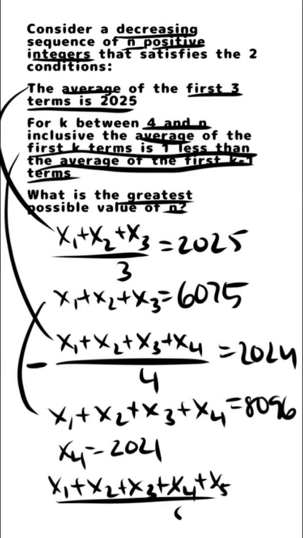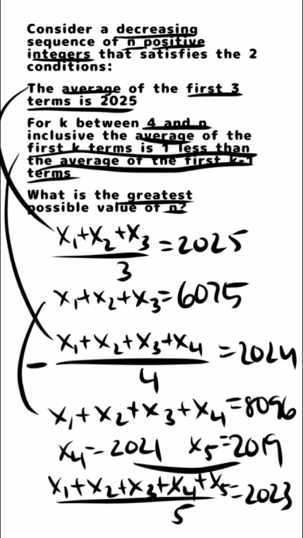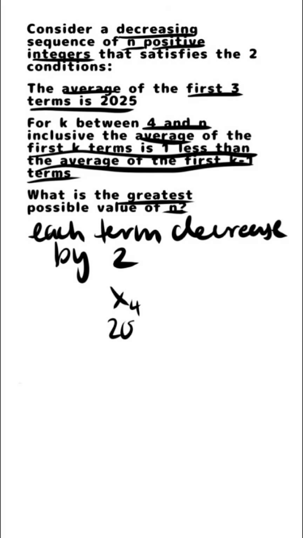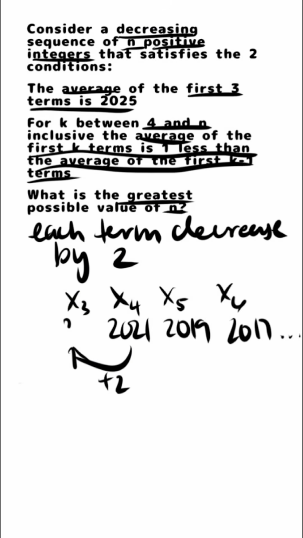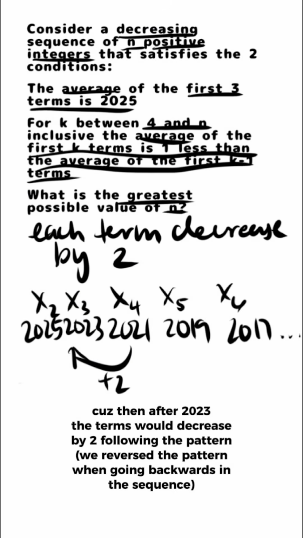Then subtracting this from the first equation, we get x4 = 2021. Then plugging k = 5 into the second condition and doing the same thing, we get x5 = 2019. In general, the terms of the sequence are 2 less than the previous one, so if x4 is 2021, likewise x3 is 2023, x2 is 2025, and x1 is 2027.